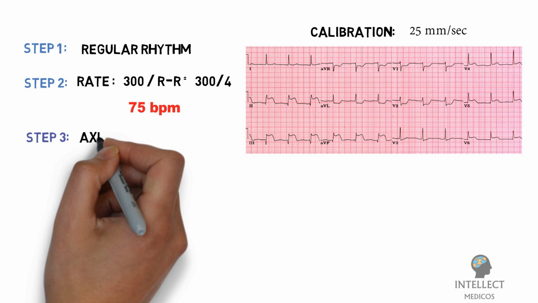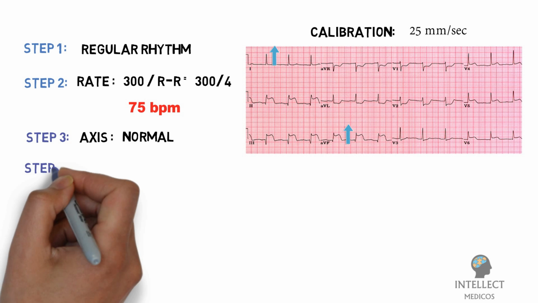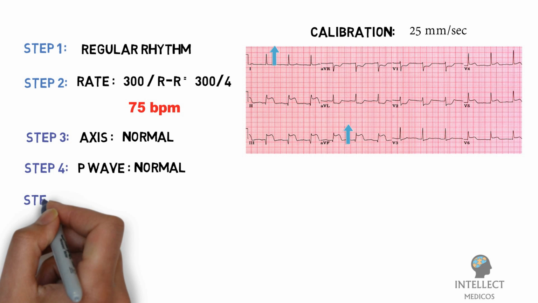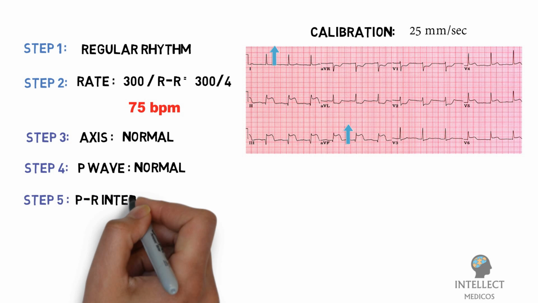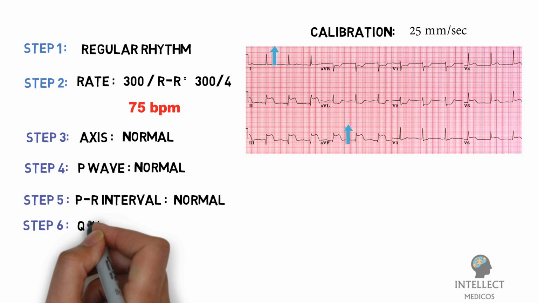Step number 3. Axis determination. Net QRS deflection is positive in both lead 1 and AVF. That means normal axis. You can learn the concept behind axis determination in our first ECG video. Step number 4. P wave. It is normal in size and shape and is present before each QRS complex. Step number 5. PR interval. It is normal.